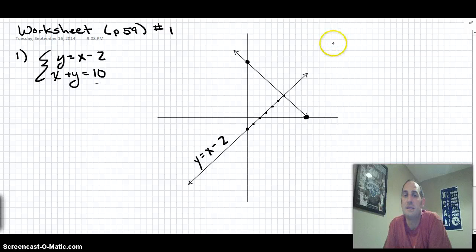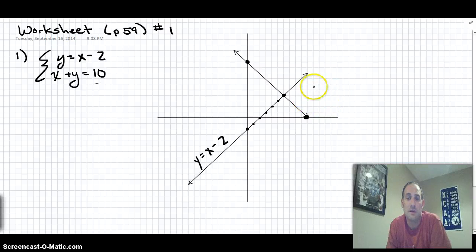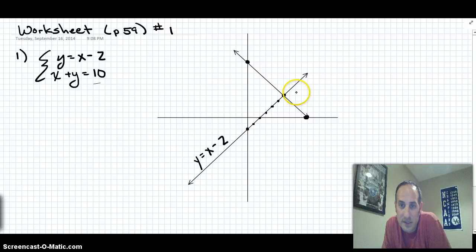Now you can see that this is a consistent system, meaning it has one common solution. When we say that, that means it has a point of intersection. It is not an infinite number of possibilities. There's only one exact spot on this graph where it crosses, and in that spot we can count over and label that point. That point is at 6, 4 right there.